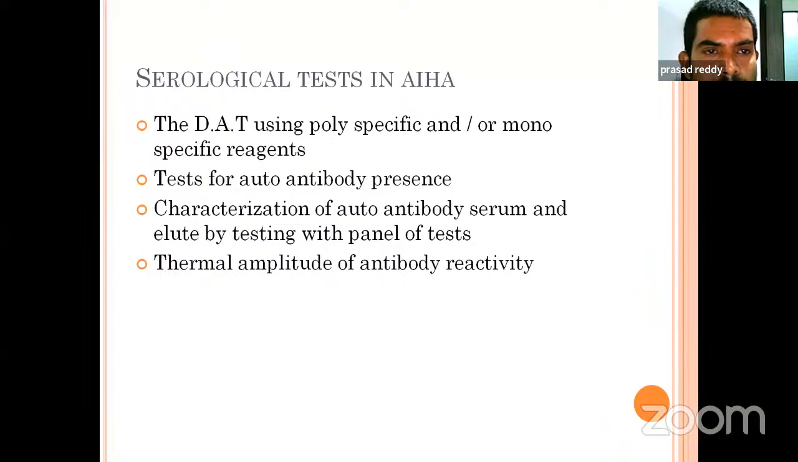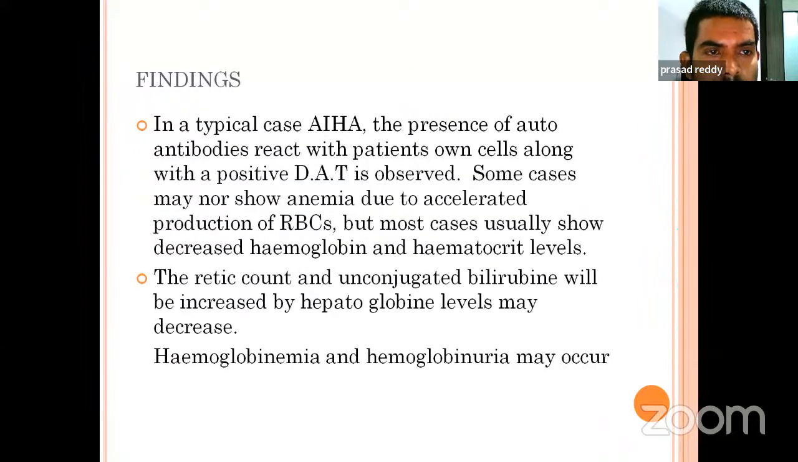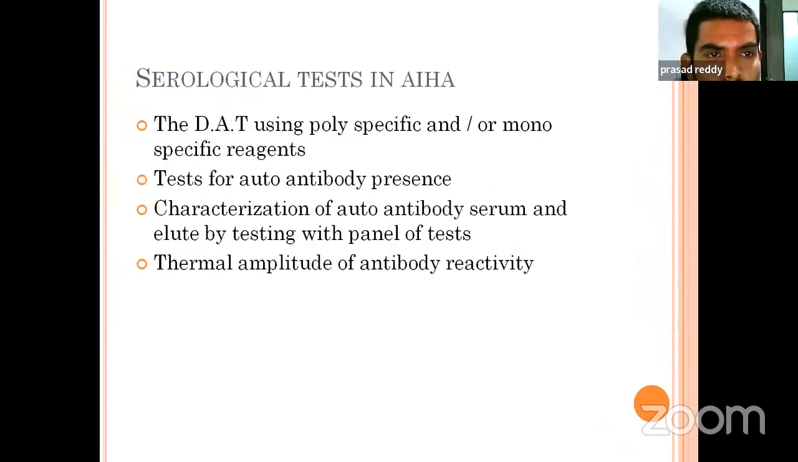Serological tests in autoimmune hemolytic anemia. What tests can we do in autoimmune hemolytic anemia? The DAT using polyspecific and or monospecific reagents tests for autoantibody presence. Next, the characterization of autoantibody in serum and eluate by testing with a panel of test cells and the thermal amplitude of antibody reactivity.